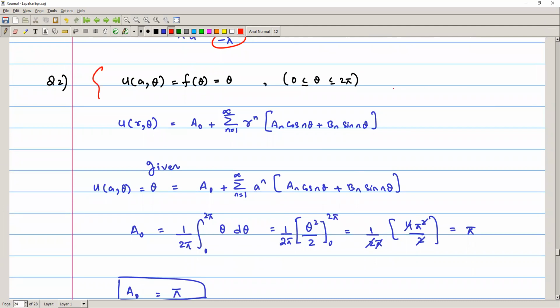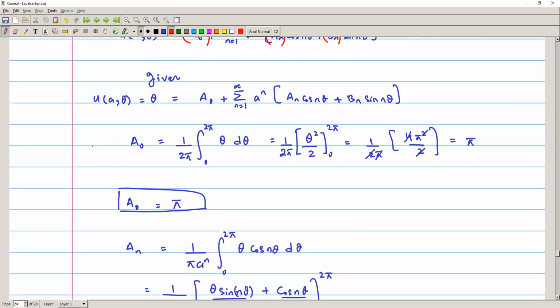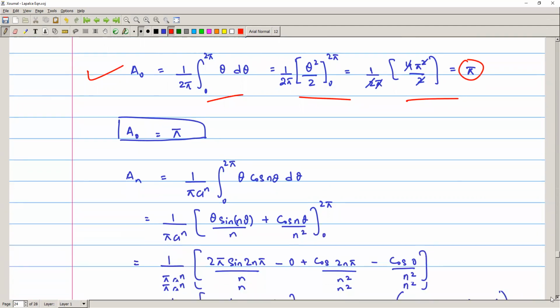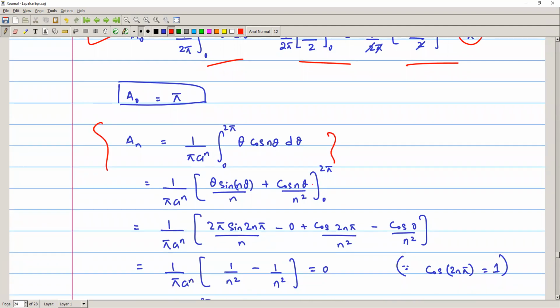We can see that u(a, theta) equals f of theta equals theta. So now we can simply find these Fourier coefficients to find the particular solution. So we already said that a naught is equal to 1 over 2 pi times the integral of the function theta d theta. Right, so here is the integral of the function, which concludes to pi, and then a n is equal to 1 over pi times a to the power n, times the integral of theta times cosine n theta. And we will solve this integral.